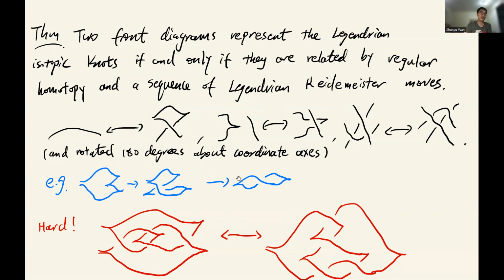In general, it's really hard to see if two Legendrian diagrams are related by Legendrian Reidemeister moves. For example, you can try using these Legendrian Reidemeister moves to show these two Legendrian figure eights are actually Legendrian isotopic. If you are curious about the steps, you can check with me in the discussion. It took me an hour to figure that out.